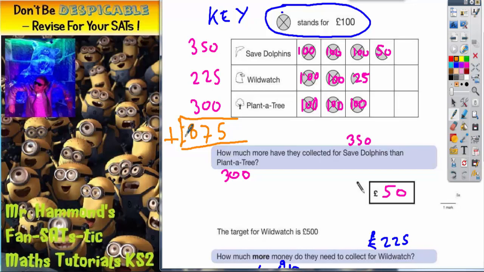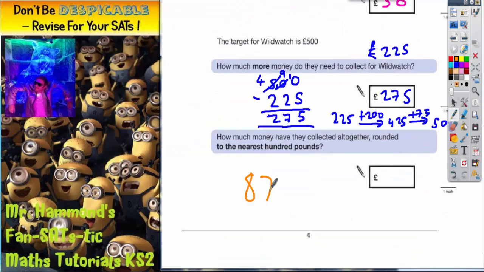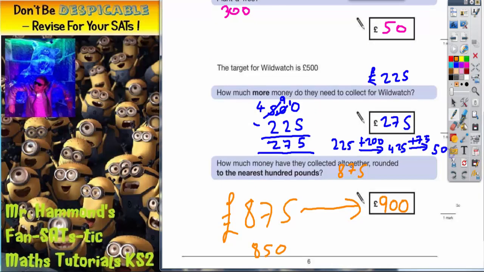So all together, they have collected £875. However, that is not what I write in here, because it says how much money have they collected altogether, which is 875, but then it says rounded to the nearest £100. Now, 875 to the nearest £100, well, this is more than £850, so if it's more than 850, we go up to the next 100, and round up to the next 100 means that the final answer is £900. And there's your three answers.